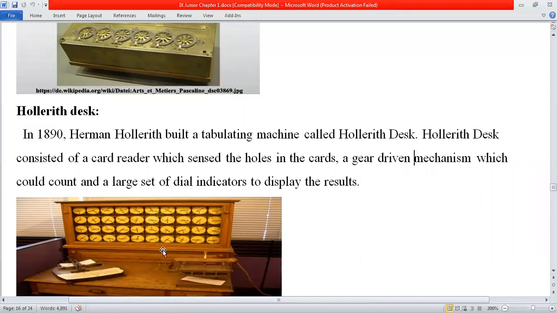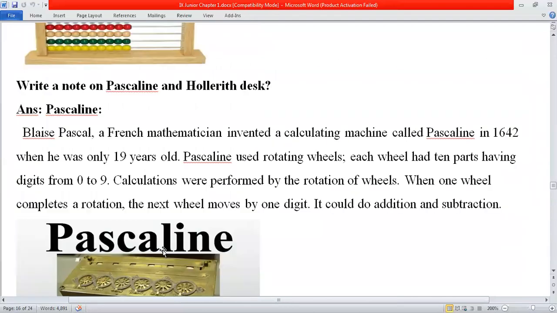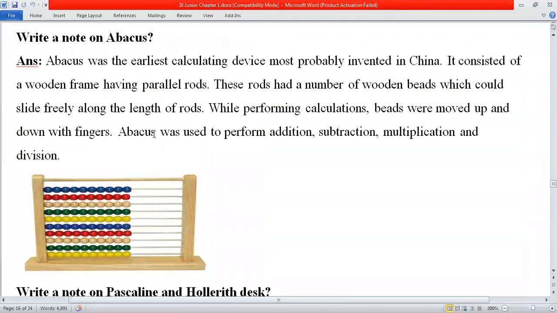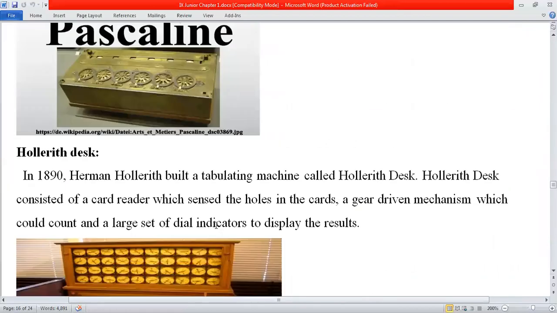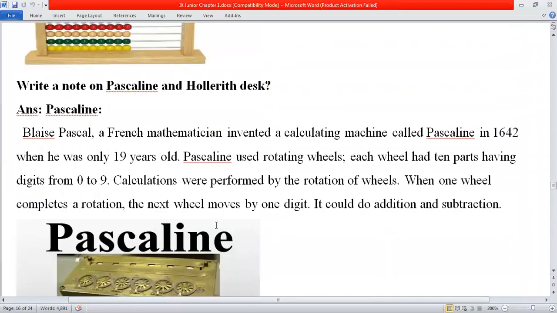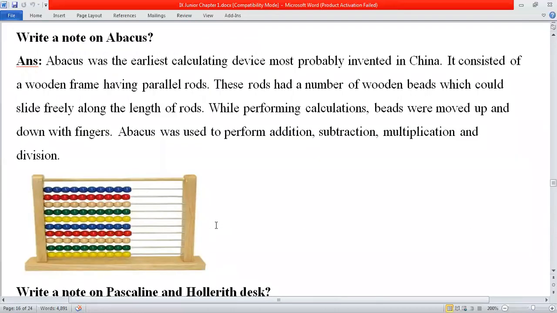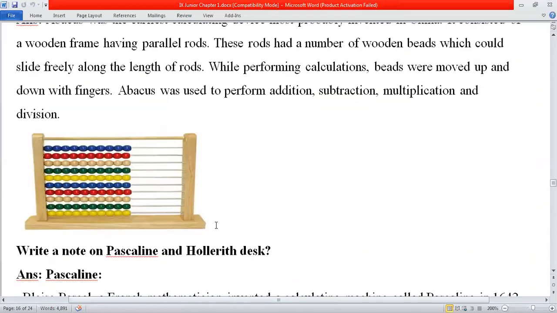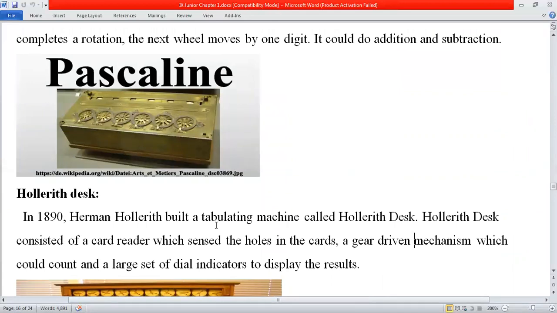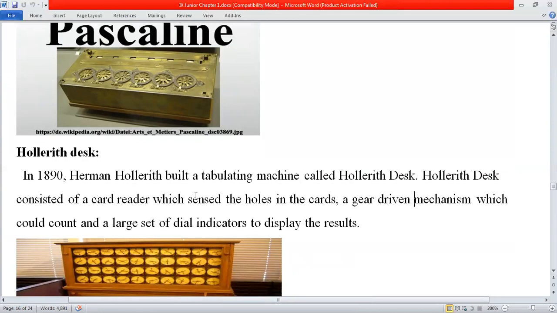Today, inshallah, we have completed the next devices, which were the abacus, used for calculating purposes, the Pascaline, and the Hollerith desk. Already we have discussed in the short questions the devices which were present in the book. Inshallah, tomorrow we will do the next topic, which is present in chapter number 1 but not present in the exercise. We will discuss those topics one by one.